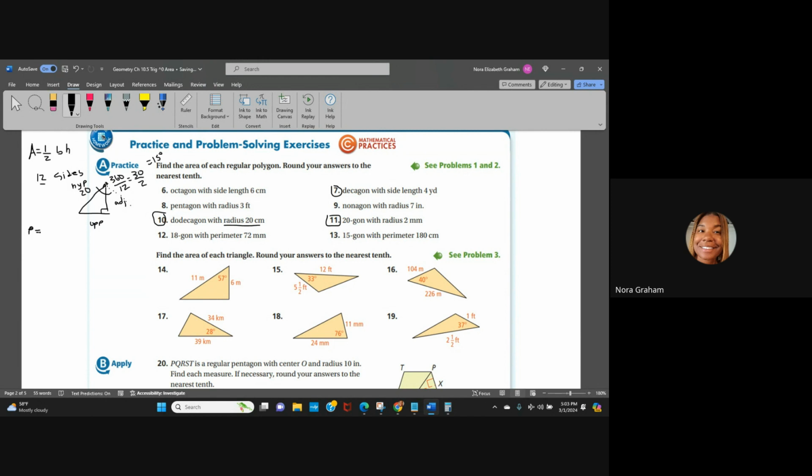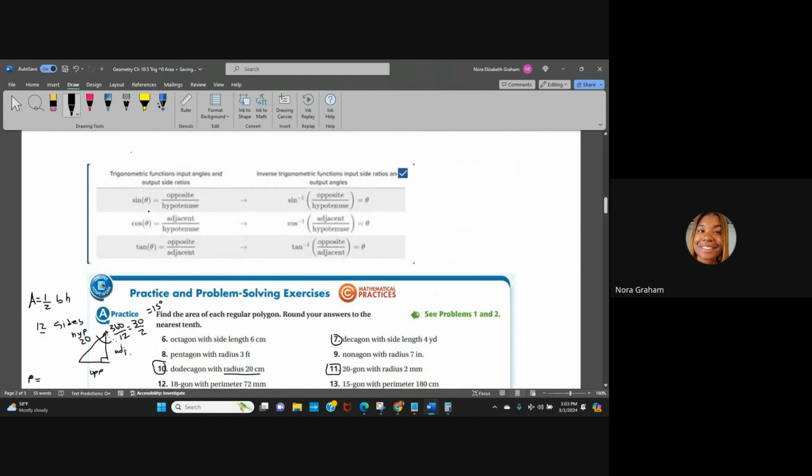So we can start by doing that. Notice they didn't give us our side, so we're going to have to use trig to find our perimeter. To do that, I notice I have a hypotenuse and I want to find my opposite. So I'm dealing with something that has hypotenuse and opposite. Most likely, I go up to my chart, I see that sine deals with hypotenuse and opposite, so I'm going to use sine.